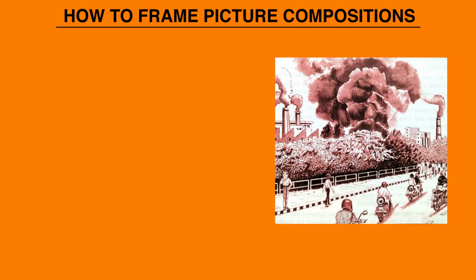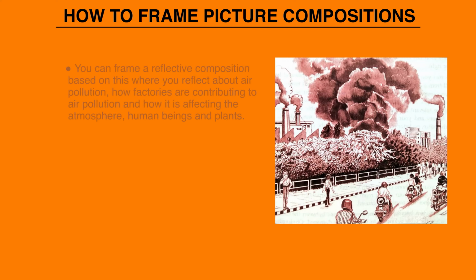And the most important thing about the picture is the chimney smoke. There are chimneys, factories in the background. There are also 2 skyscrapers, big buildings. There's a lot of smoke in the picture. And then there are trees by the road. So, you can frame a reflective composition based on this, where you reflect about air pollution, how factories are contributing to air pollution, and how it is affecting the atmosphere, how it is affecting human beings, how it is affecting the plants.